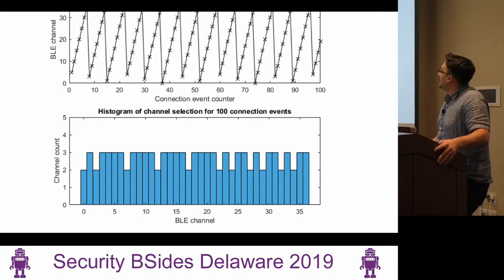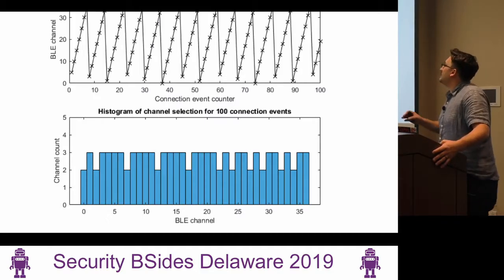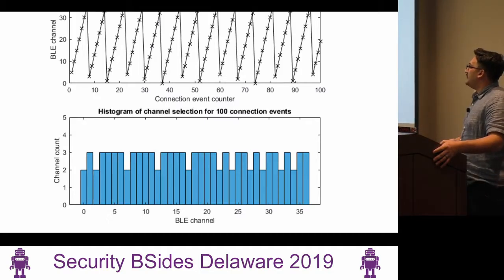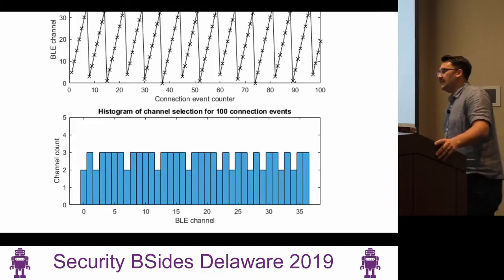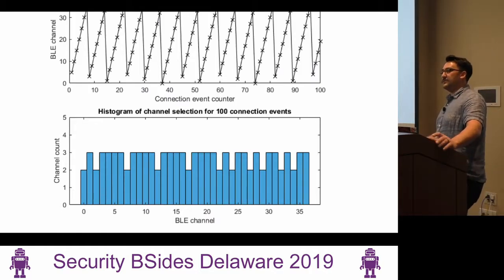So one of the papers I came across, and one of the things I started to realize before I even discovered the advertising channels and things like that, is only certain channels are used by BLE devices. So one of my main questions was, well, how do we determine said channels versus advertising data, etc.?